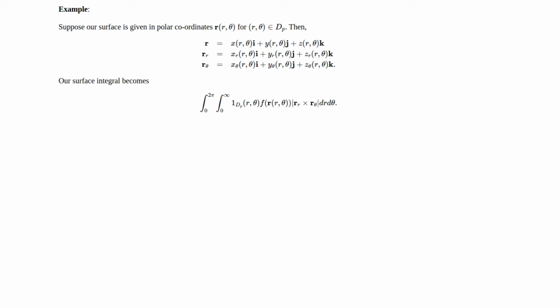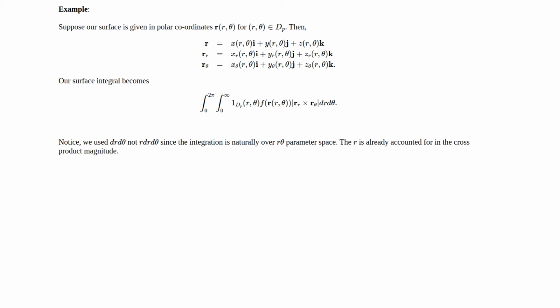And then we can write our surface integral for polar coordinates as the integral from 0 to 2 pi, the integral over all r, D_p(r,theta), of f(r,theta) times this cross product magnitude, r_r cross r_theta, dr d theta. So notice here the derivative of area was just dr d theta. There's no r dr d theta.